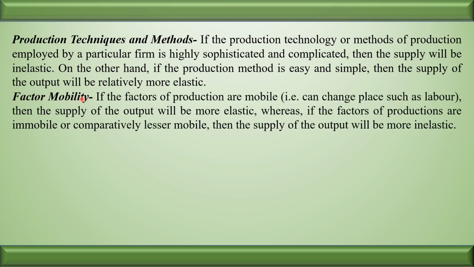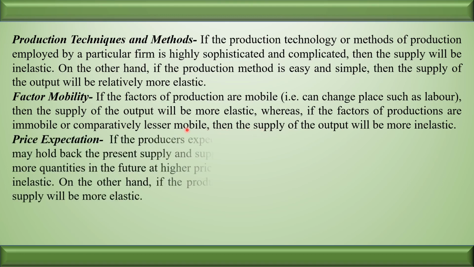Next is factor mobility. If the factors of production are mobile, that is, can change place such as labor, then the supply of output will be more elastic. It means that supply will change at a faster rate as compared to price. If the factors of production are immobile, then supply will be inelastic. It means change in supply is less and change in price is more.